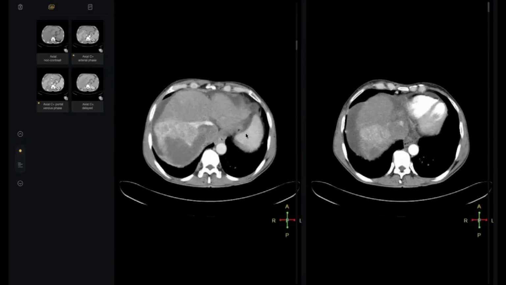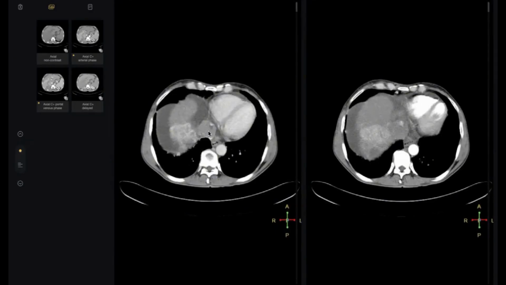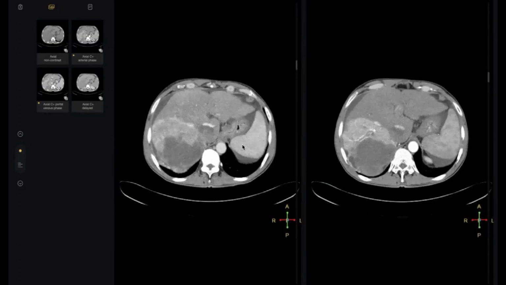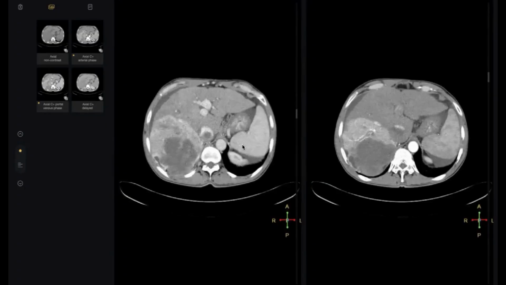Excellent. Because it looks like it extends upward. All of this is tumor. Look at the enhancement here in the arterial phase. So give me a final diagnosis. It's basically angioinvasive hepatocellular carcinoma.